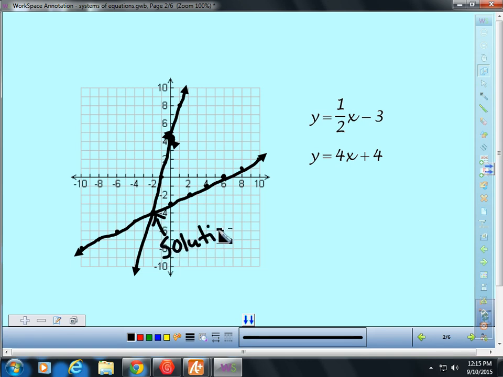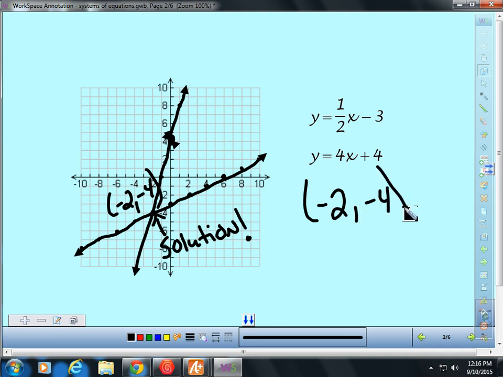Solution. Woohoo! So, that would be at -2 because that's your x value, and then -4 because that's your y value. So the solution to my system of equations is (-2, -4). And we get happy. So that's how you find a solution graphically. We'll talk more about how to do it algebraically later on. But I wanted you to be able to see what is really happening.